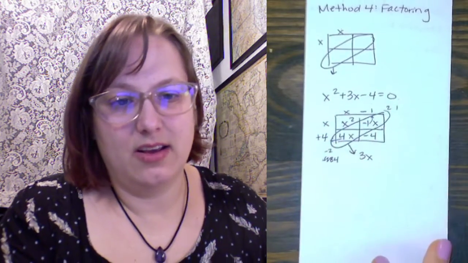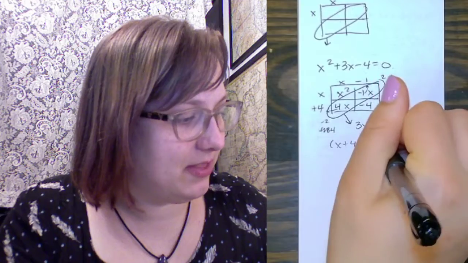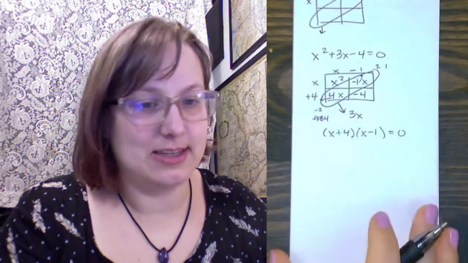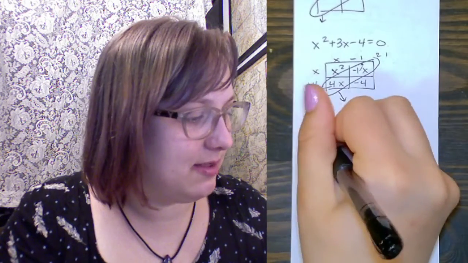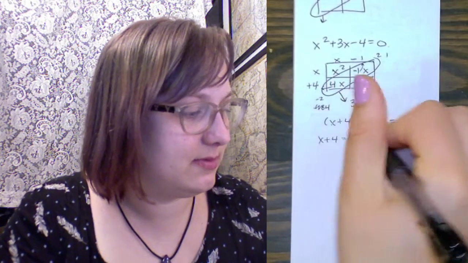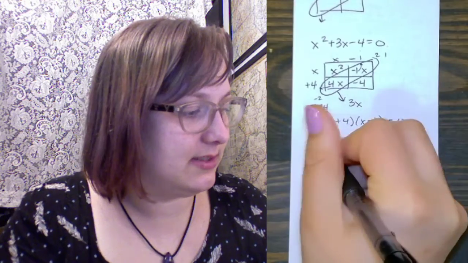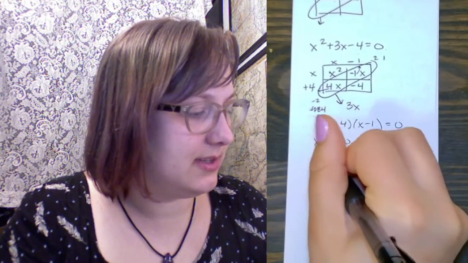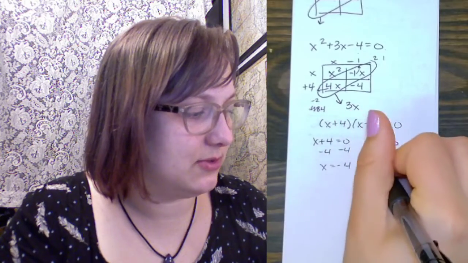I don't like this method, but it might make more sense. I'm going to show you a method that I actually prefer, but let's finish this problem first. So I have x plus 4 and x minus 1 equals 0, and then I make them both equal 0, and I solve it. Subtract 4, add 1, x equals negative 4, and x equals 1. So those are my two answers.